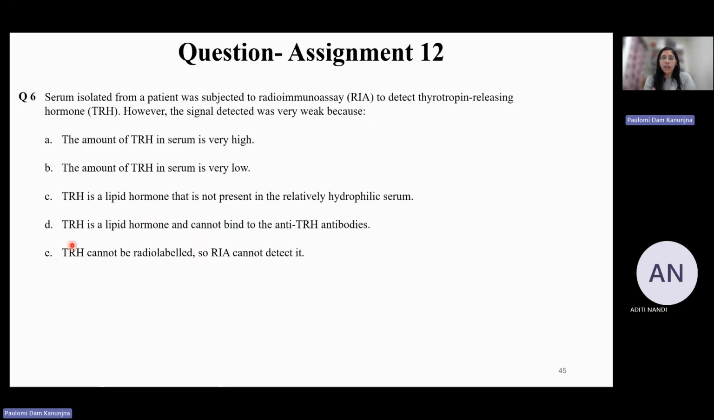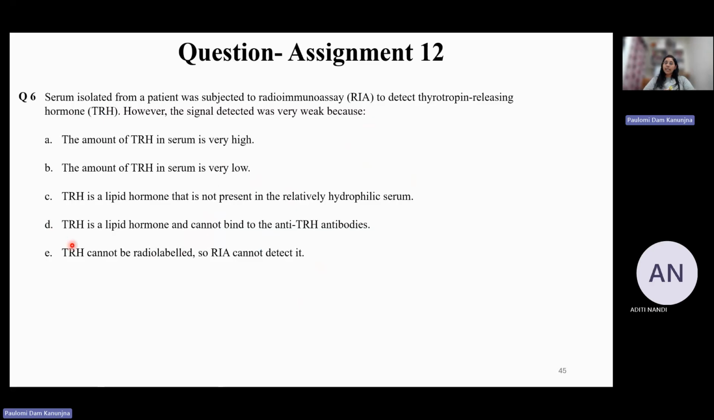All right. Next one. This is a very interesting question, and I wanted to discuss it because it is something that we discussed yesterday, right? Radioimmunoassay. So look at the question here. It says serum isolated from a patient was subjected to radioimmunoassay, and this was used to detect thyrotropin releasing hormone (TRH). This is again from assignment 12. Since I cannot give you the answer, I chose to discuss this one question because this requires you to think.